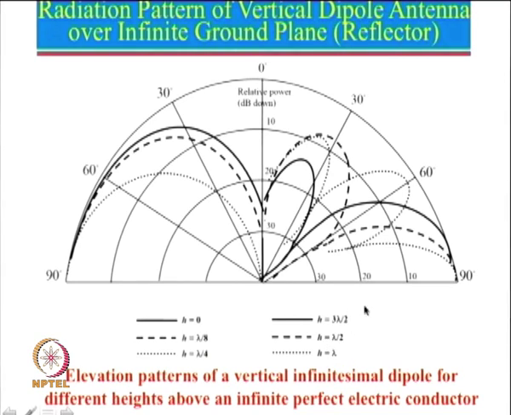Now, for these cases you can actually see that the radiation pattern has split here. Basically, why does that happen? See, think about if this h is equal to lambda by 2, let us just go back to the previous slide.